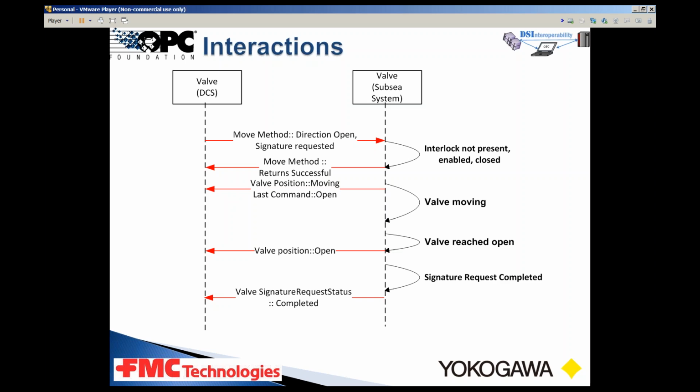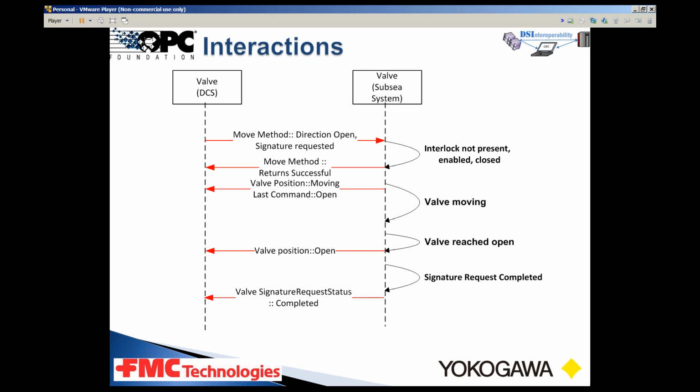So, in this case, when you issue a move command, you first have to check that the valve is actually allowed to move. It's enabled. It doesn't have an interlock present. Then the command would be accepted and the valve starts moving, but valves in subsea systems take a little while to move, so it's moving for some point of time. At some point, it'll change and report back that the valve successfully completed its move.